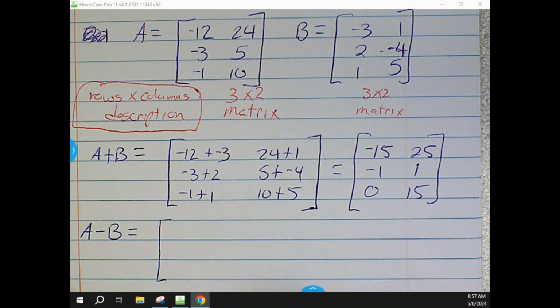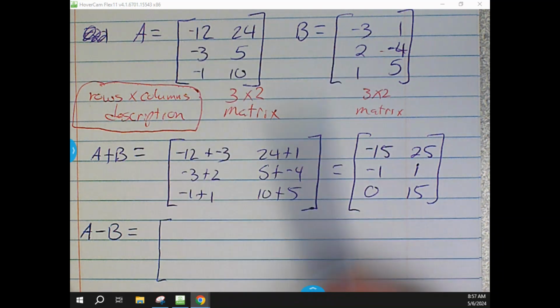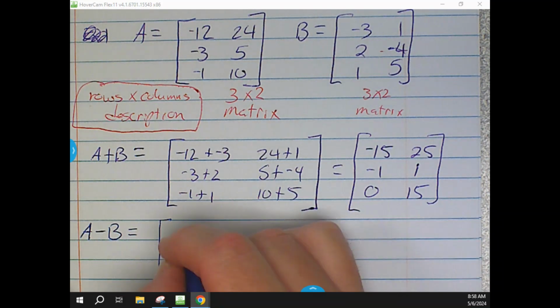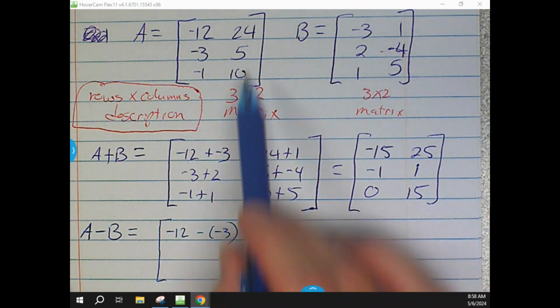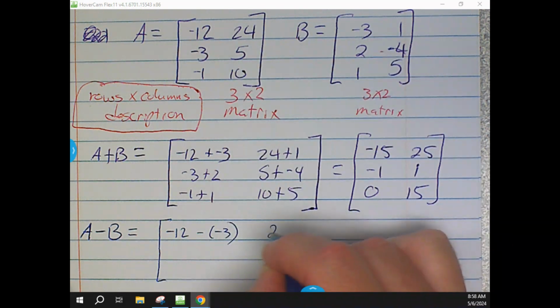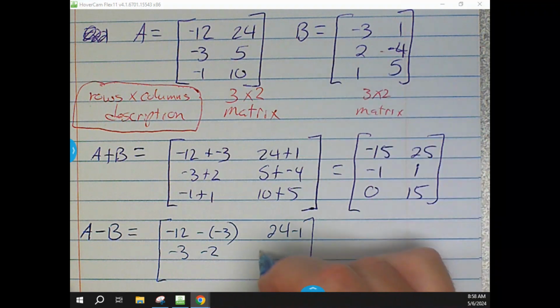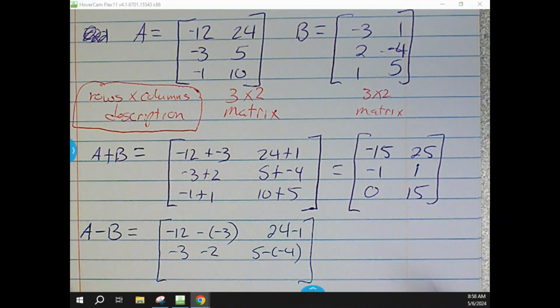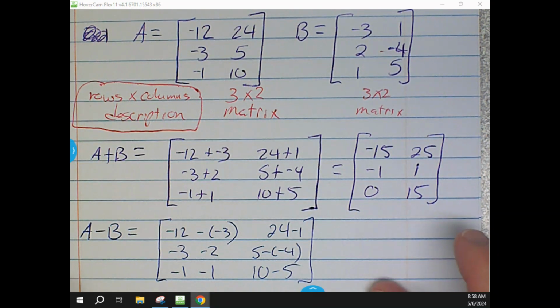So if we go A minus B, and again, this is a subtraction. A lot of times with addition you don't have to show your work, you can probably look at it and see the answer. With subtraction, make sure that you change your sign every single time, because it's going to be negative 12 minus negative 3, which makes it a plus. It's 24 minus 1. It's negative 3 minus 2. It's 5 minus negative 4. It's negative 1 minus 1. And then it's 10 minus 5.